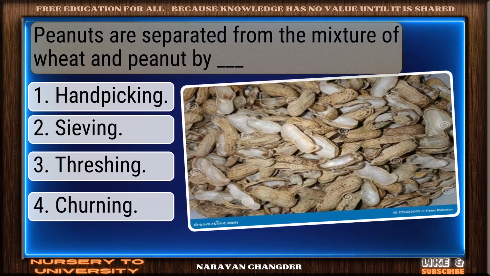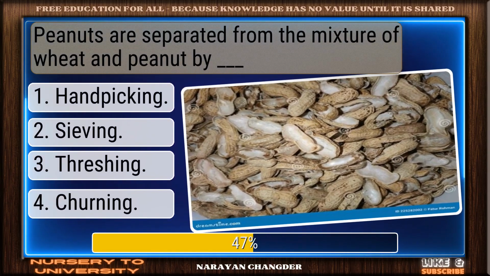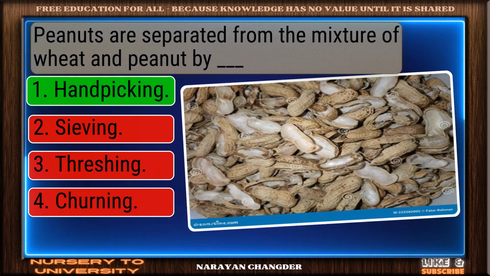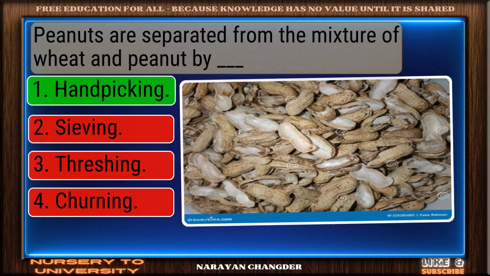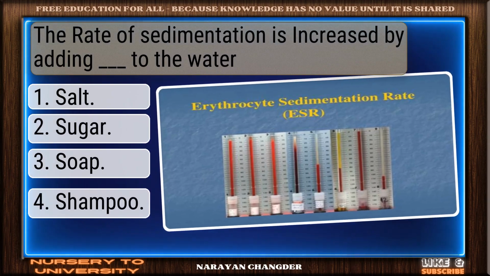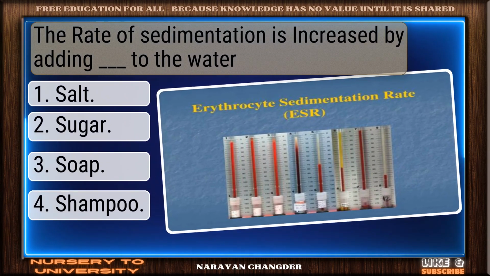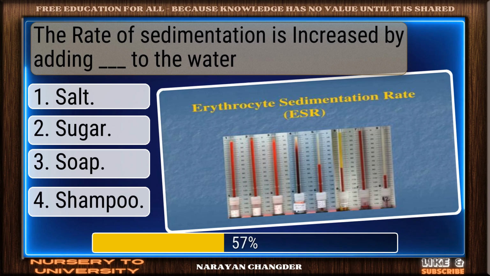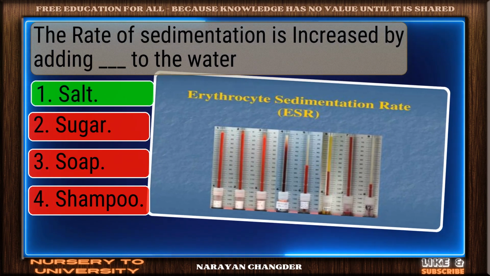Peanuts are separated from the mixture of wheat and peanut by dash. Clear logic. Your choice, handpicking, is sound and 100% true. The rate of sedimentation is increased by adding dash to the water. Bravo. Salt is the answer.